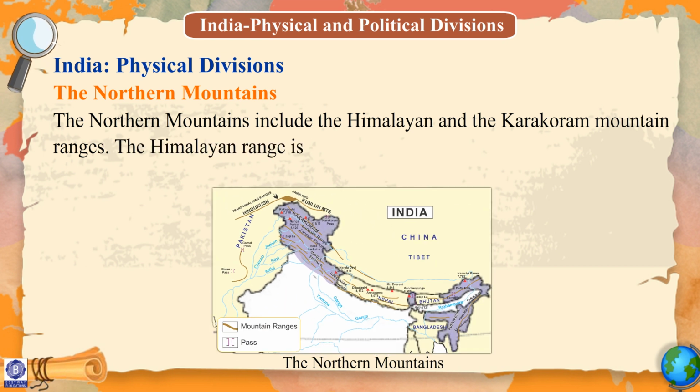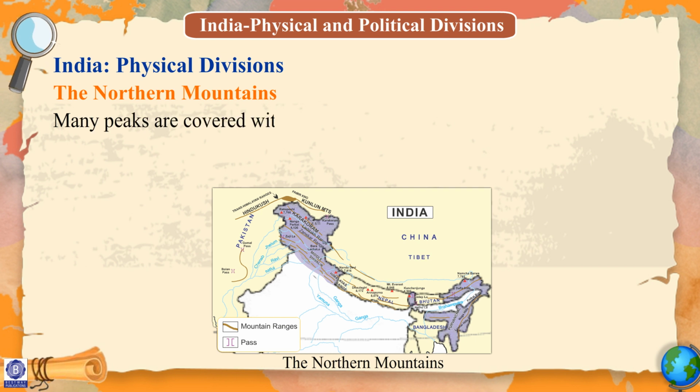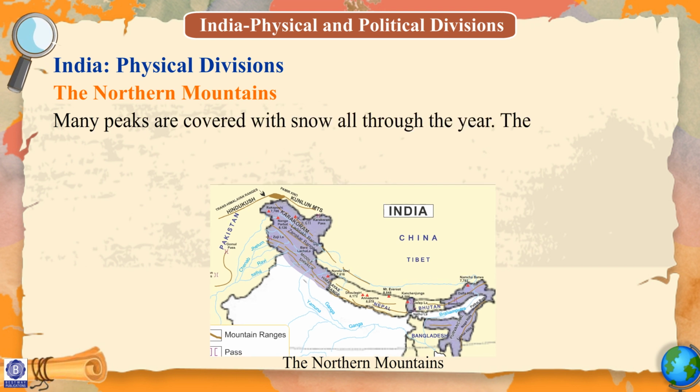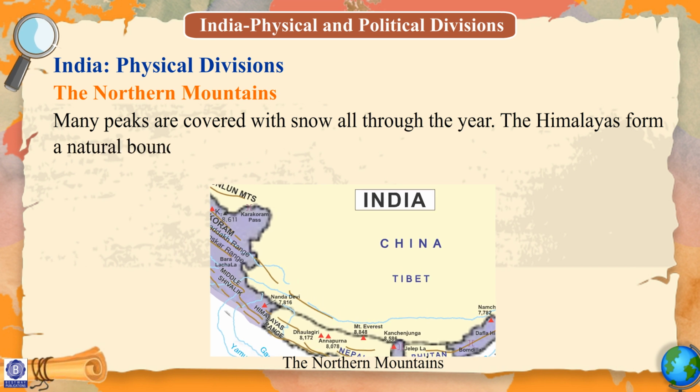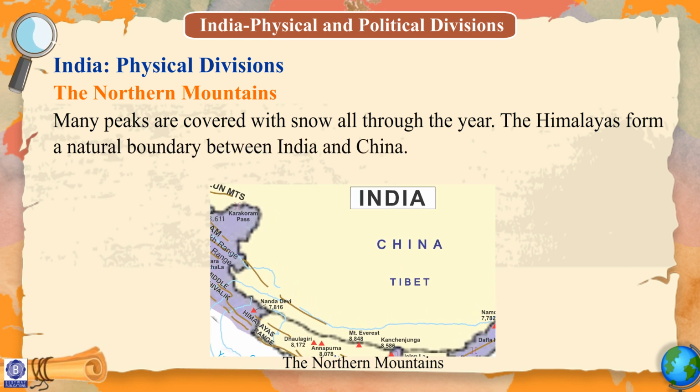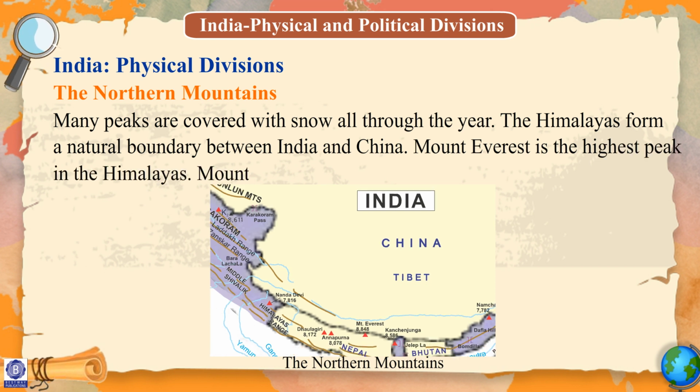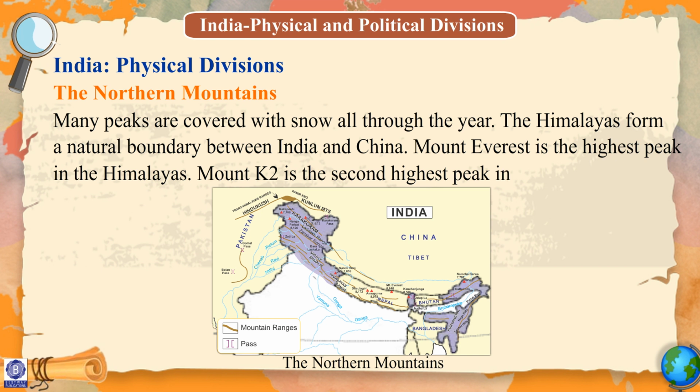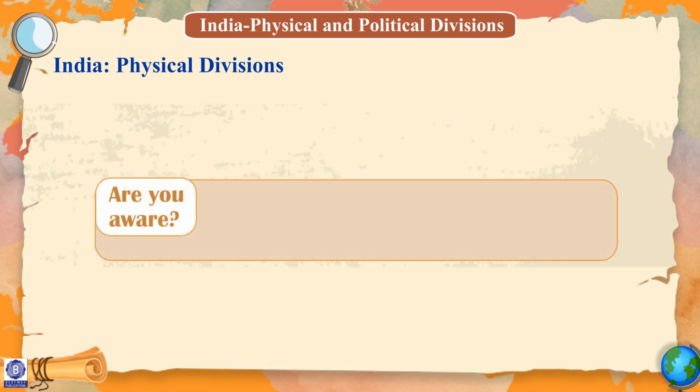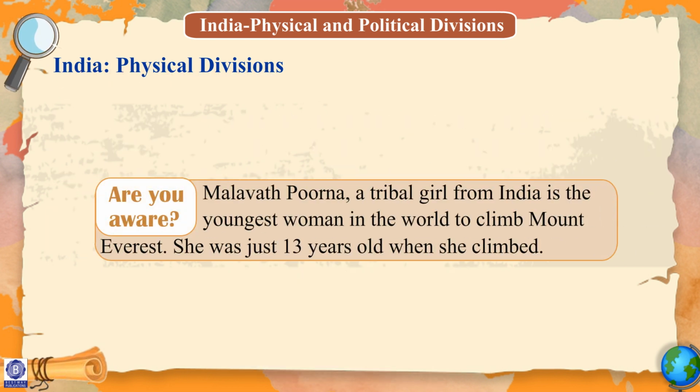The Himalayan range is the highest mountain range in the world. Many peaks are covered with snow all through the year. The Himalayas form a natural boundary between India and China. Mount Everest is the highest peak in the Himalayas. Mount K2 is the second highest peak in the Himalayas. Are you aware? Malavath Purna, a tribal girl from India, is the youngest woman in the world to climb Mount Everest. She was just 13 years old when she climbed.